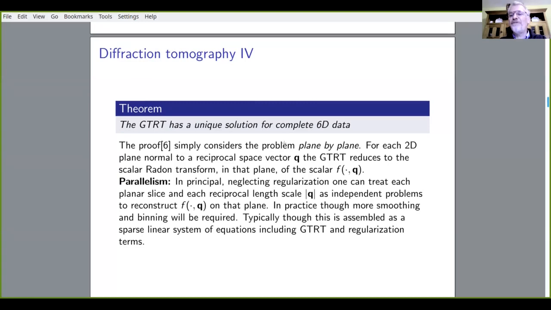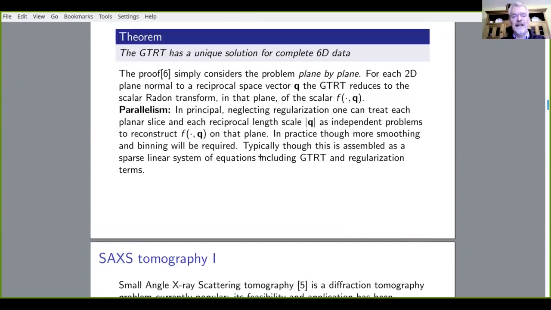Okay. In practice, you probably don't want to do it that way because, for example, you want to regularize between planes and between frequencies. And you haven't really got enough data to think of it as fully 6-dimensional. So you need some smoothing to happen somewhere. But that's a kind of generic picture of diffraction tomography.